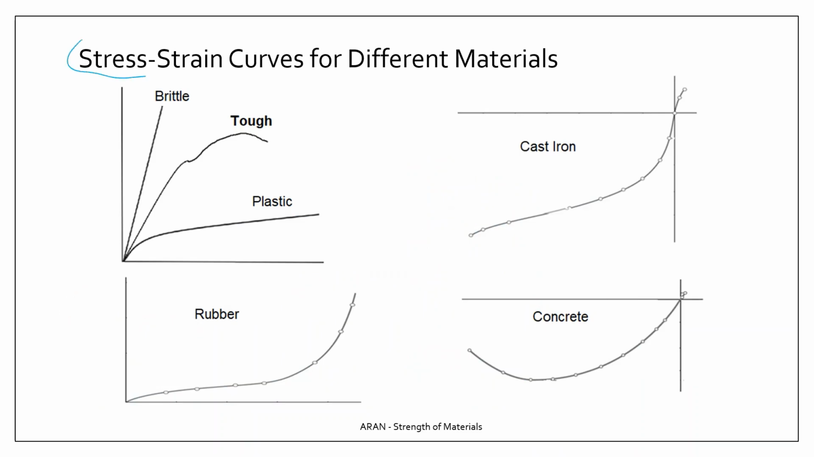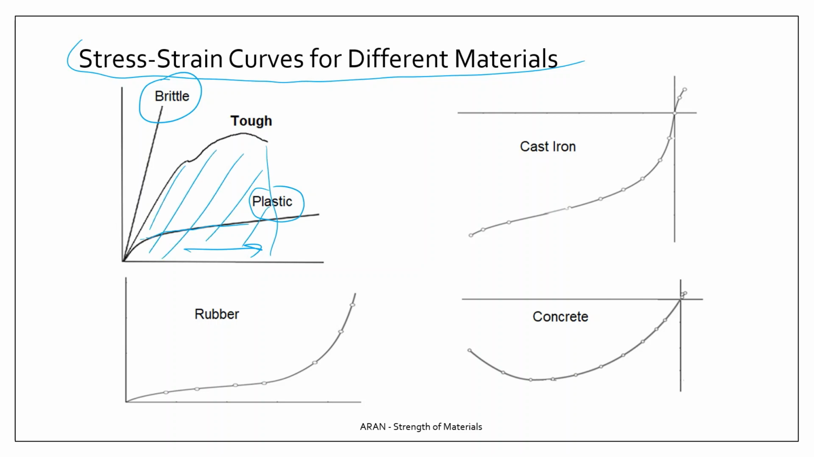Here you see some stress-strain curves for different materials. A brittle material will look like this. A plastic, which has low strength but high ductility, will look like this. We have already discussed that the material in the middle is tough because the area under the curve is high.